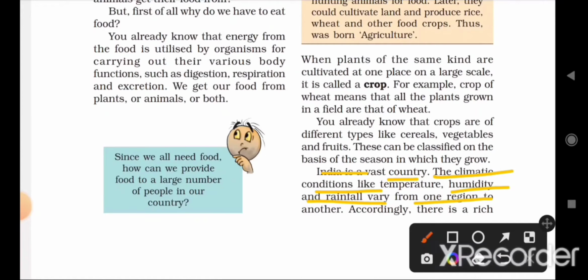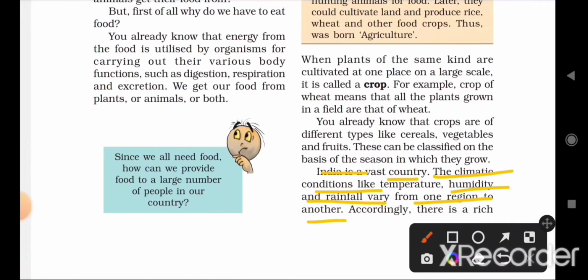Why is it called a vast country? Because of the traditions as well as the climatic conditions like temperature, humidity, and rainfall, which vary from place to place. Within 5 kilometers, or within 1 to 2-3 kilometers, our temperature is continuously changing. So that is called India is a vast country.